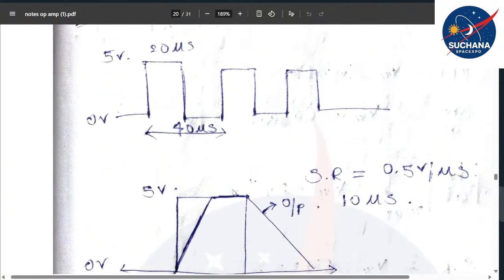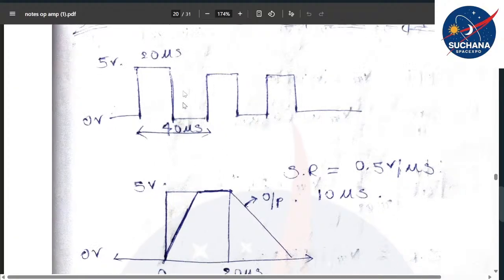So coming back to this concept, just try to understand this graph. I will explain it to you, and the other graphs you can try to predict on your own. Here the time period is 20 seconds. So the time period is 40 microseconds, right?